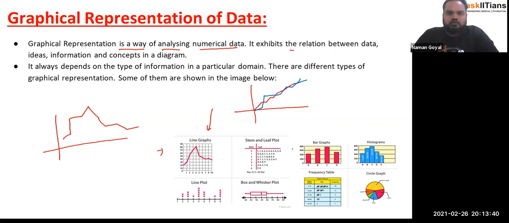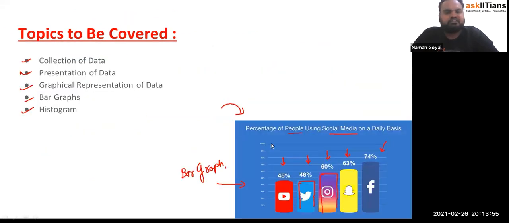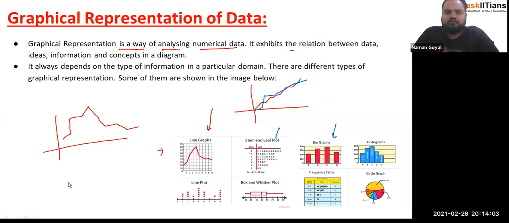Okay, now this is what? Stem and leaf plot. So what I do, I just write down 0, and how many? 0 is the key, and how many numbers write down here? Next, this graph is known as what? Bar graph, because the data is shown in bars. So this is a bar graph.